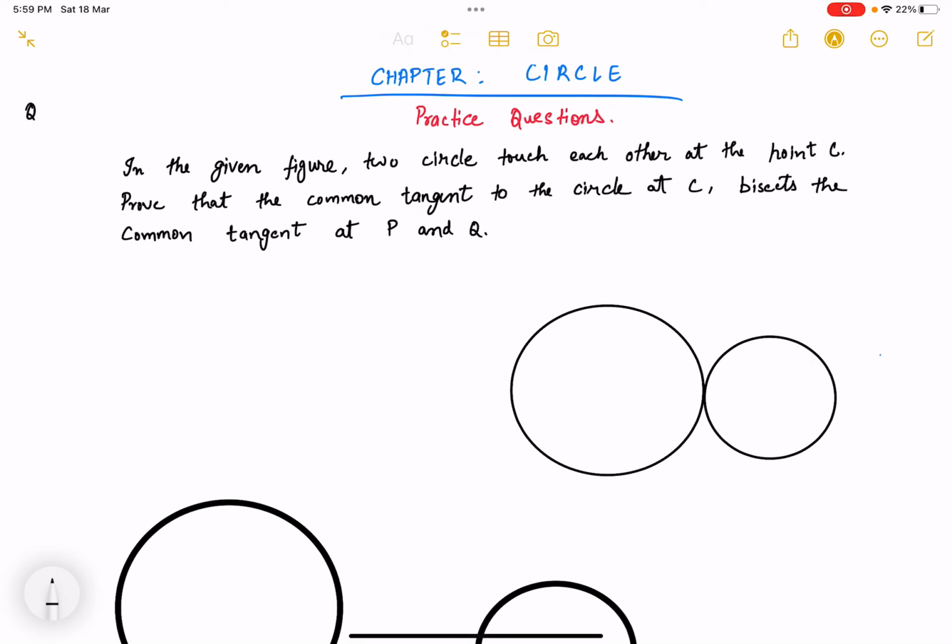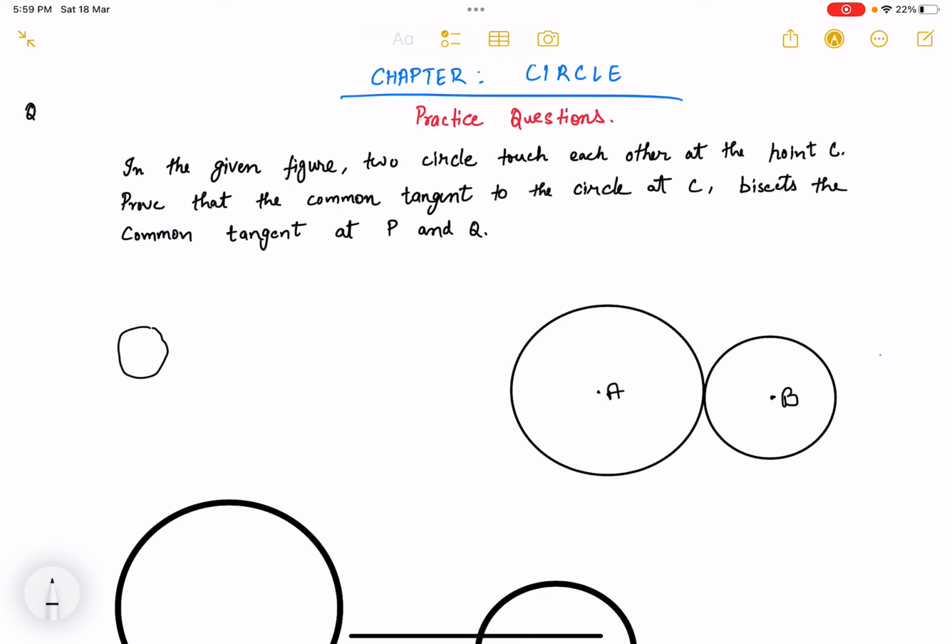Okay, so let's take another question. In this question, we are given two circles which touch each other at a point C. Okay, let's draw circles which touch each other. So this is one circle, circle A, and this is another circle, circle B. And these two circles touch each other. They just touch. They don't intersect, okay?